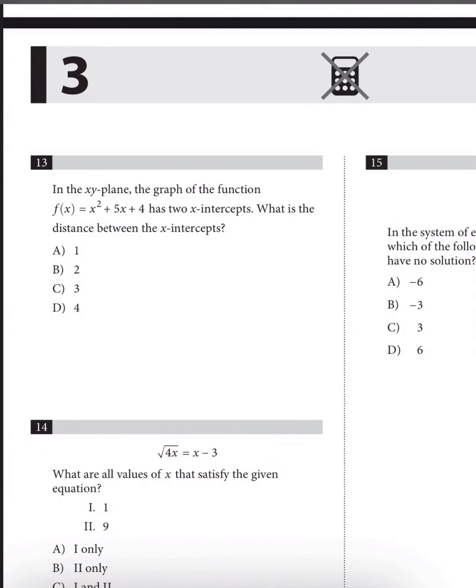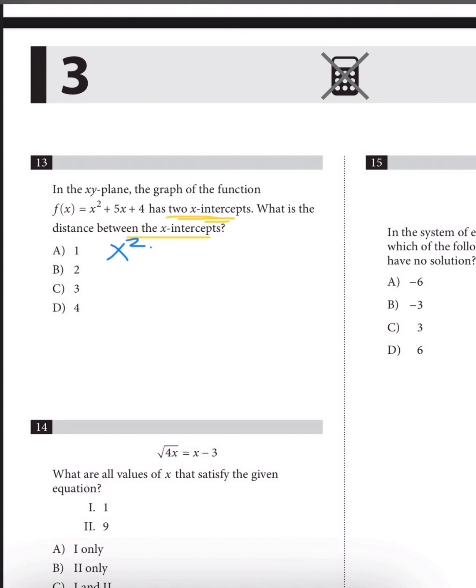In the xy plane, the graph of the function f of x equals x squared plus 5x plus 4 has two intercepts. What is the distance between the x-intercepts? So let's try to solve for the x-intercepts. So let me write it down.